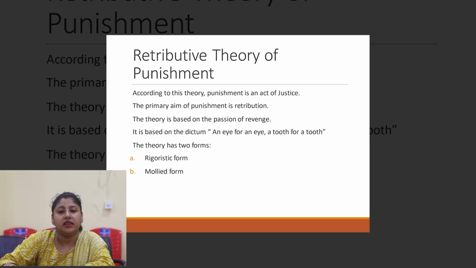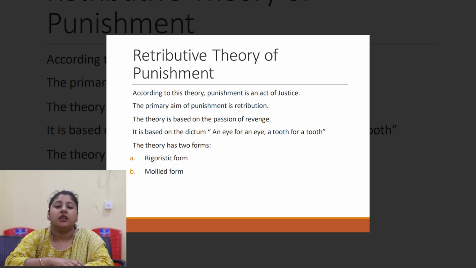Next, the last theory, that is called the retributive theory of punishment. So what is the retributive theory of punishment? According to this theory, punishment is an act of justice. The primary aim of punishment is retribution. The theory is based on the passion of revenge. It is based on the dictum, an eye for an eye, a tooth for a tooth.